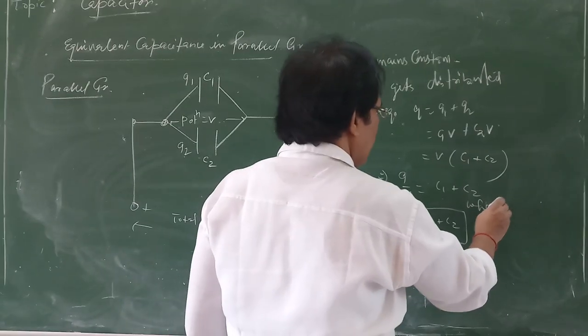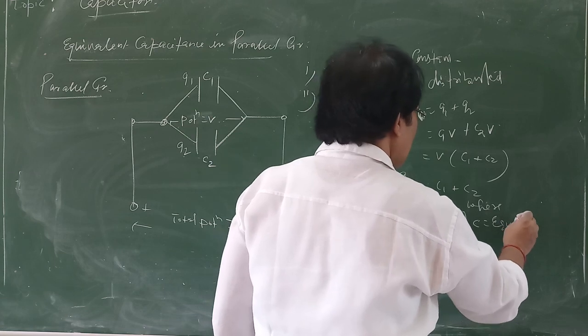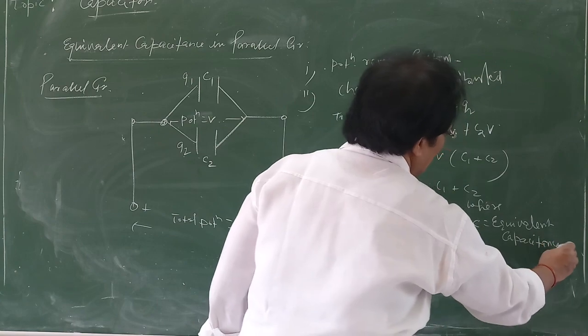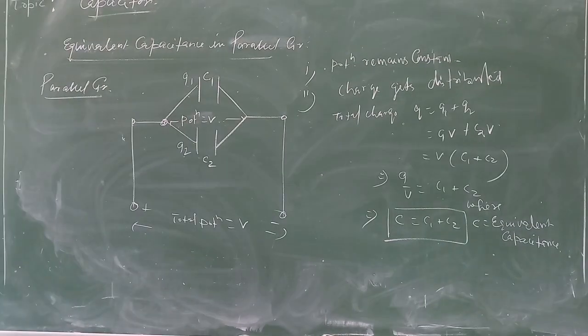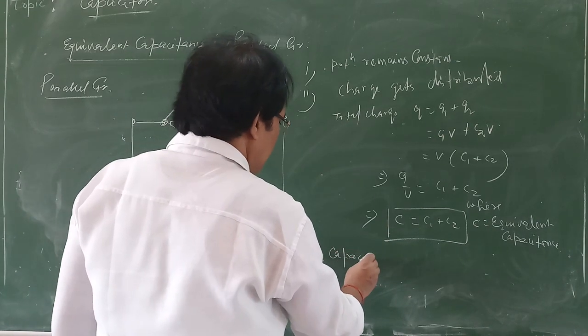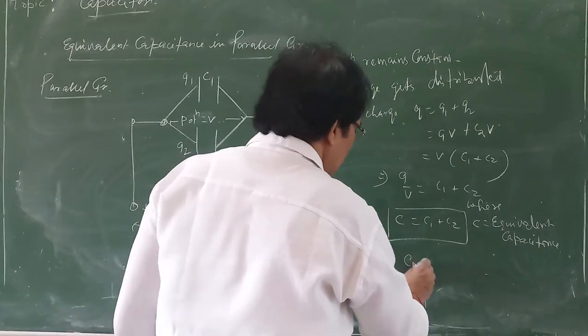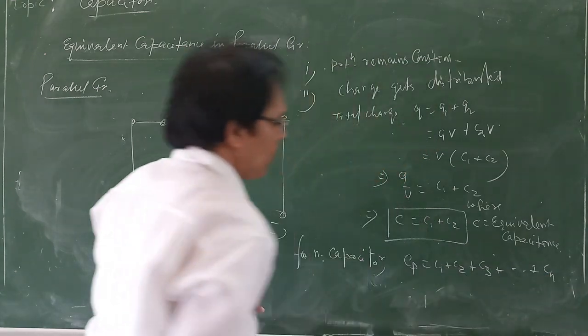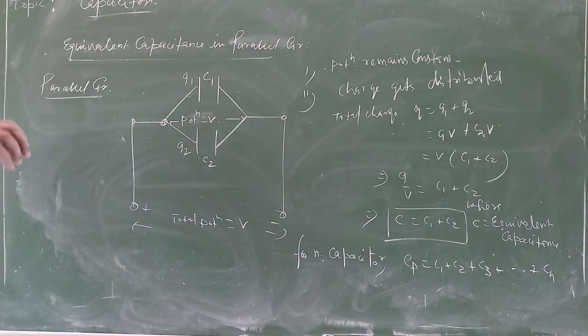Where C is called the equivalent capacitance between the two capacitors. For n capacitors, you can use this formula: Cp equals C1 plus C2 plus C3 up to Cn. This is for n capacitors. So this is the method of finding the series and parallel grouping of capacitors.